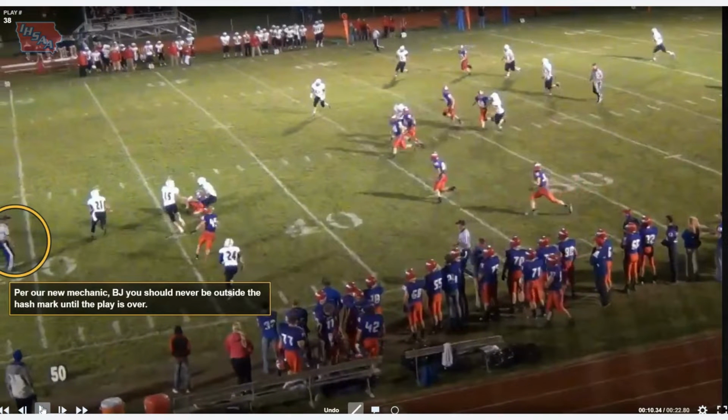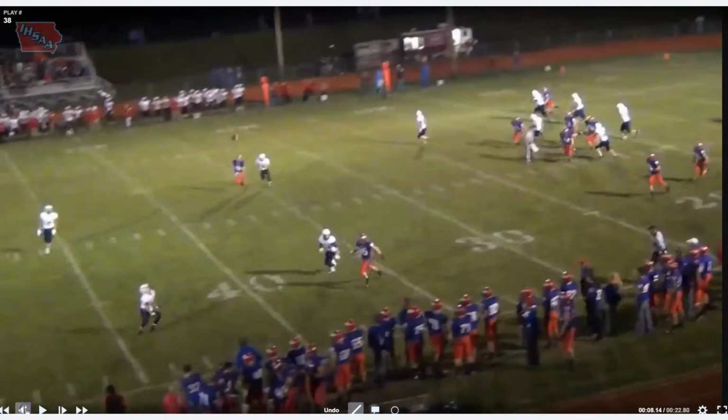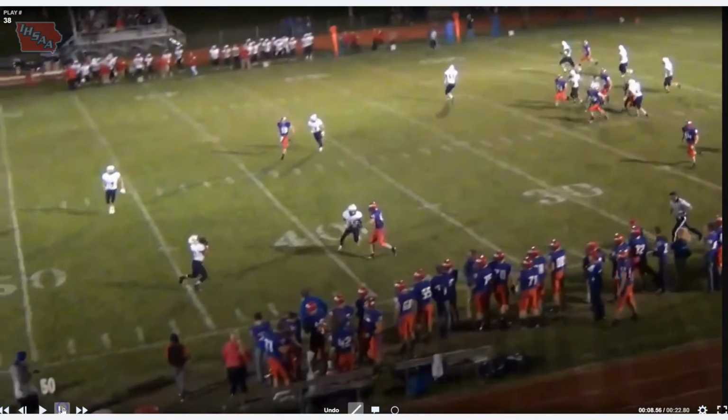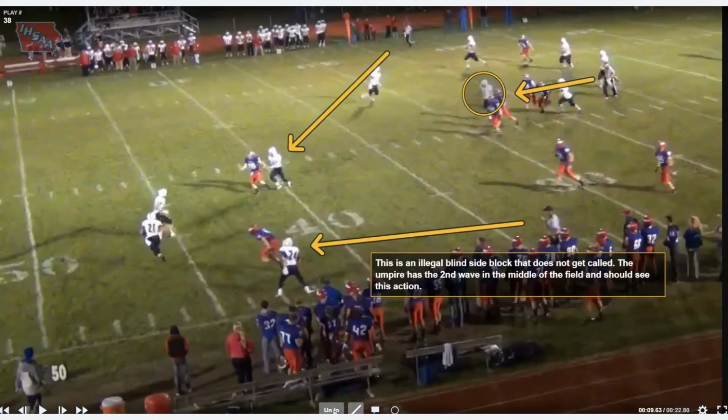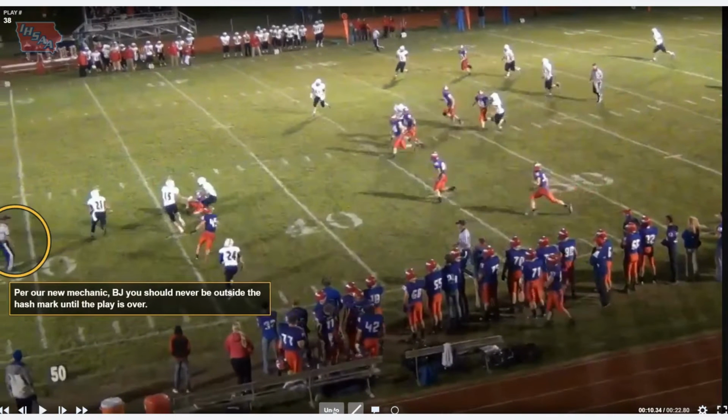Okay, so again, with our new mechanic, back judge, you should never be outside the hash mark until that play is over. So when he makes this catch right here, back judge, you should be at about the 48, but just right on the hash. And then you're going to have this look right here, the look you're going to have to see if he catches or muffs that ball. Okay, so better position. And now you just officiate this play.